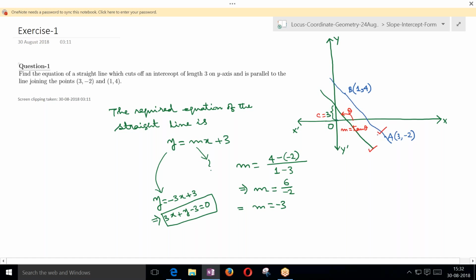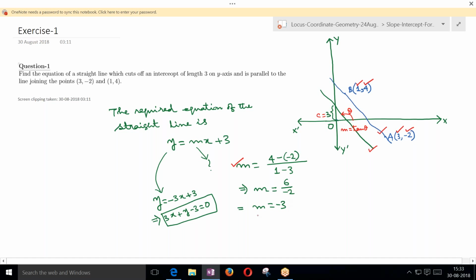How can we find the slope of the straight line AB? It is the difference of the y coordinates divided by the difference of the x coordinates of the two points A and B. So that's how we find the value of m. We found m is equal to 4 minus -2, because y here is 4 minus -2, divided by the difference of the x coordinates, 1 minus 3. So that means we get 6 by -2, which is -3.